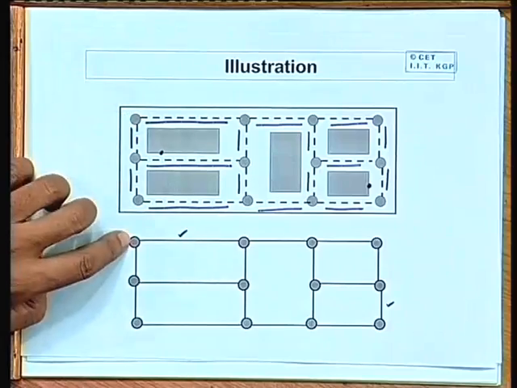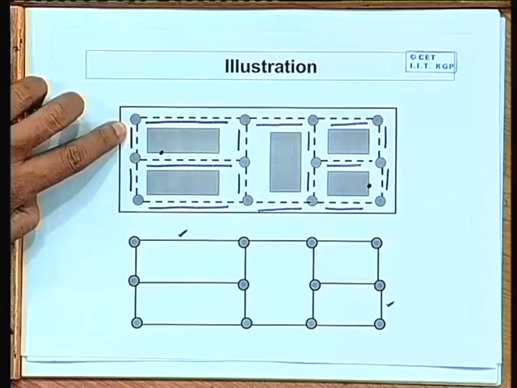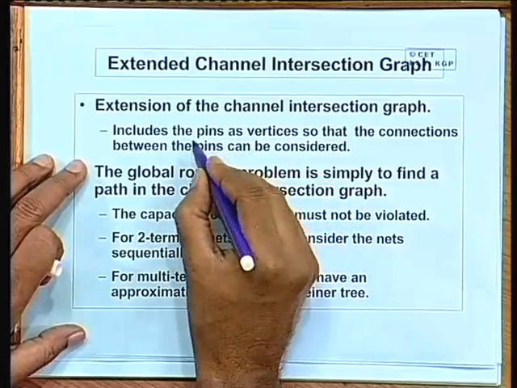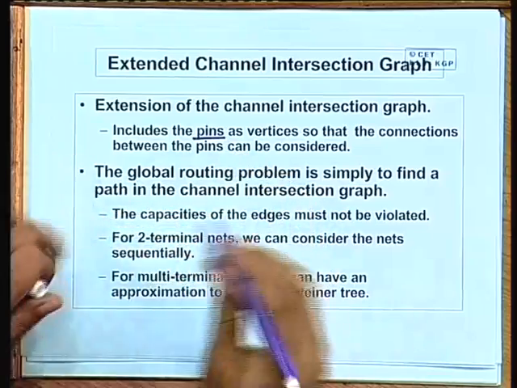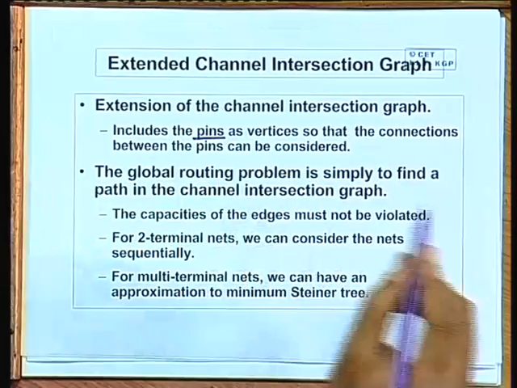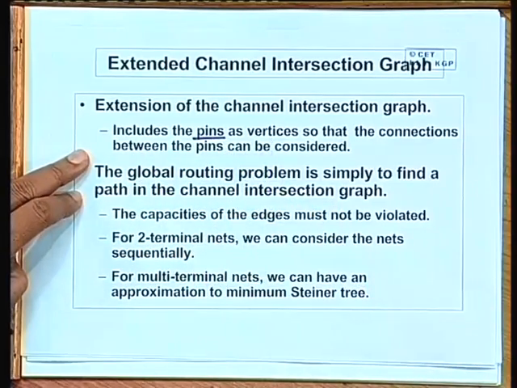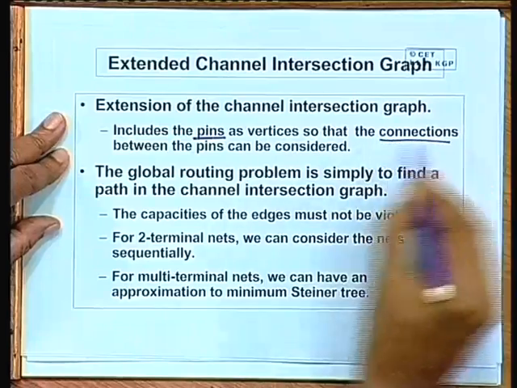There is a slight extension to this data structure. This is called the extended channel intersection graph, because in the channel intersection graph, the nodes in the graph were simply the channel intersections, but in the extended graph, we add some new vertices to the graph. These new vertices are the pins between which you need to do the interconnections. It includes the pins as vertices. The reason is that if pins are included as vertices, then in the graph you can say that I want to connect this pin with this pin. So, connections between the pins can be very easily captured.